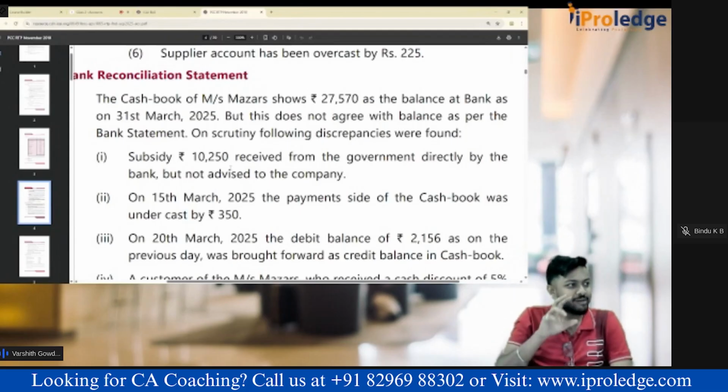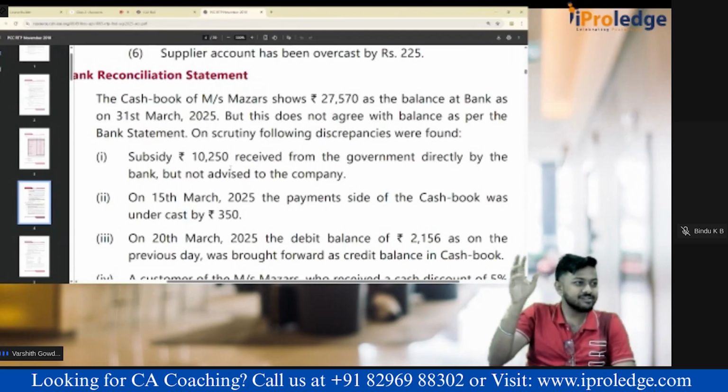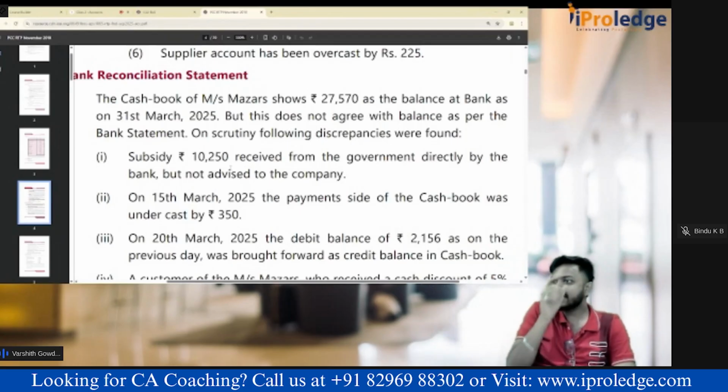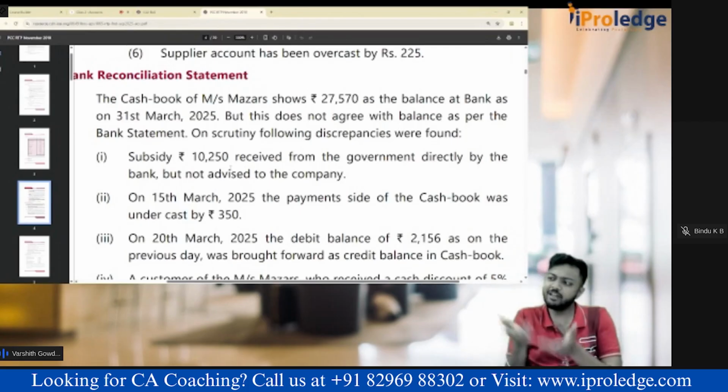So what is the format? I hope you know the format. Serial number, particulars, amount, bank reconciliation statement as on the date. First line is balance as per cash book, 27,570. Done. Next, first differences. No need to tick and all because they've already given the differences.